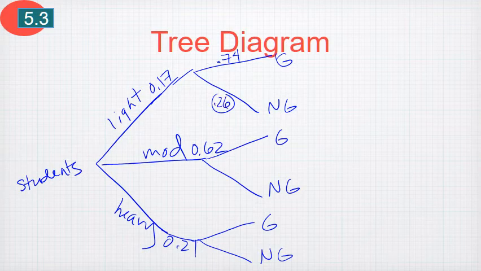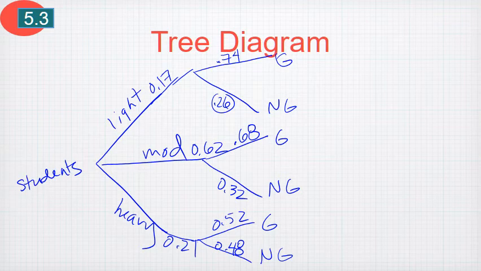Then good grades given that they were a moderate user was 0.68. And I can do the same thing for not so good grades, right? 0.32. Okay, there you go. Math. It's awesome. 0.52 is good grades, and then 0.48 would be not so good grades. So there's my tree diagram. It looks beautiful.